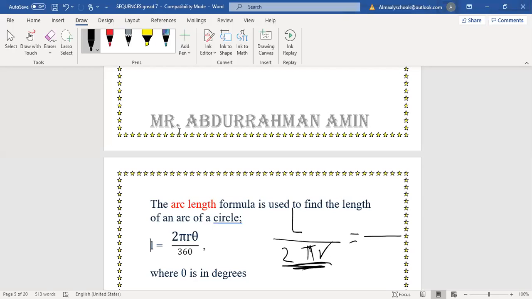We said that length over length equal what over what? Measure over measure. The first measure is the measure of the central angle. Let's name it theta. The measure of the central angle, which is opposite to the arc, which is subtended by the arc, over the measure of the circle. Do you know the measure of the circle, my sons? Yes. The measure of any circle equals 360. Any problem? No. Okay. Who can say it again?